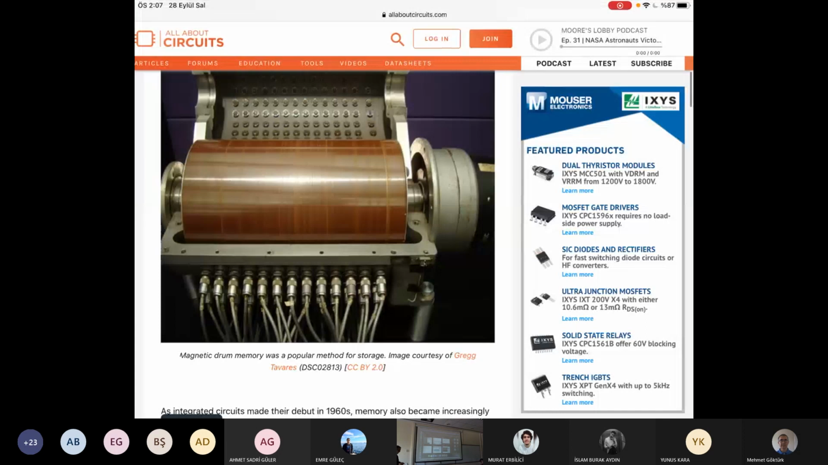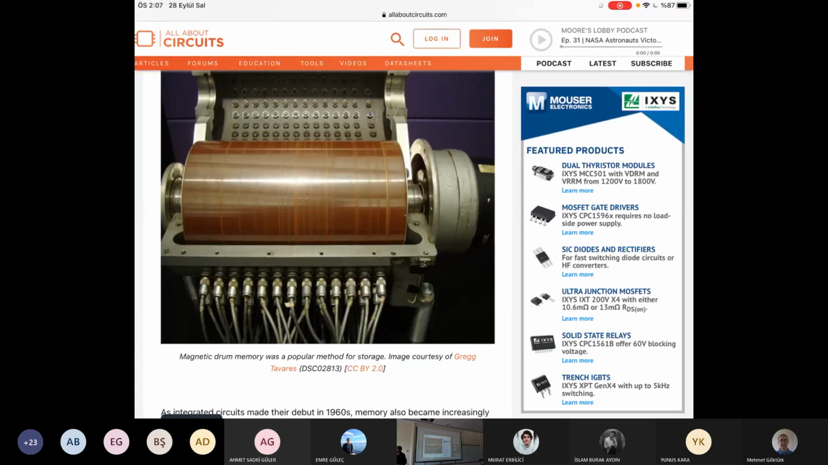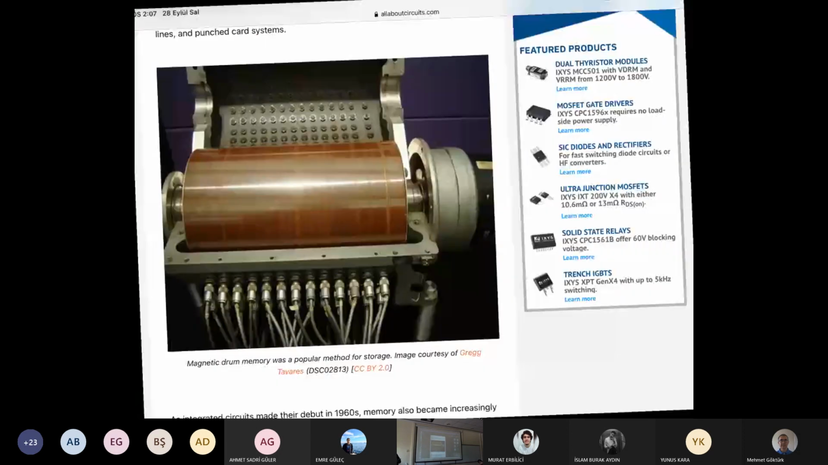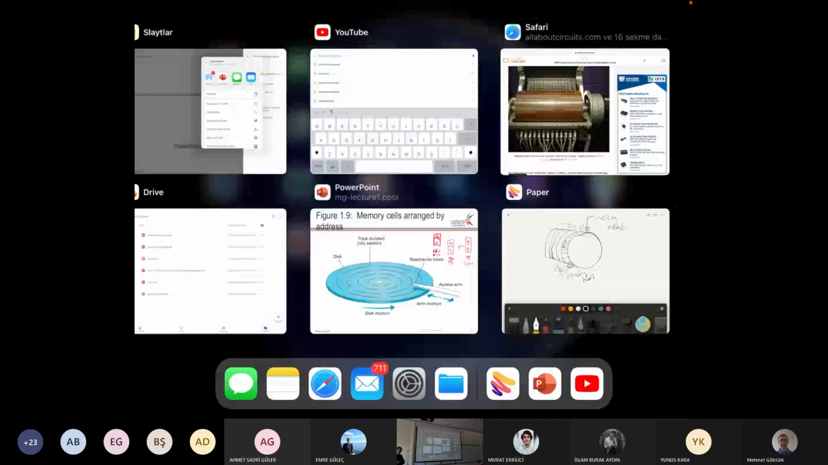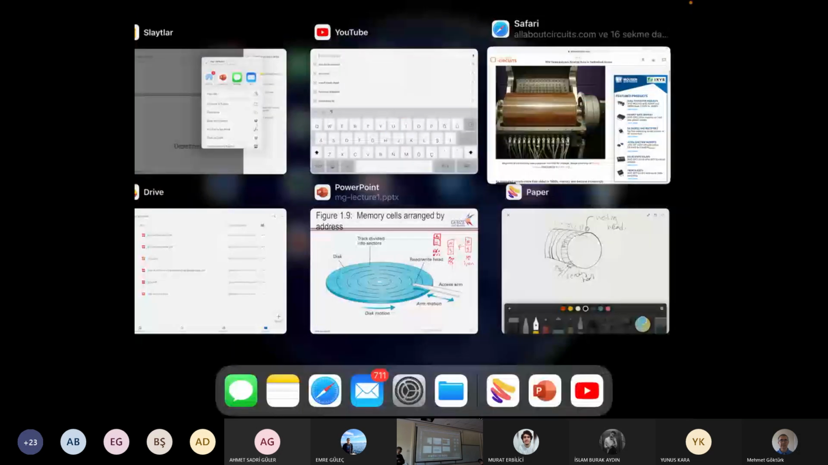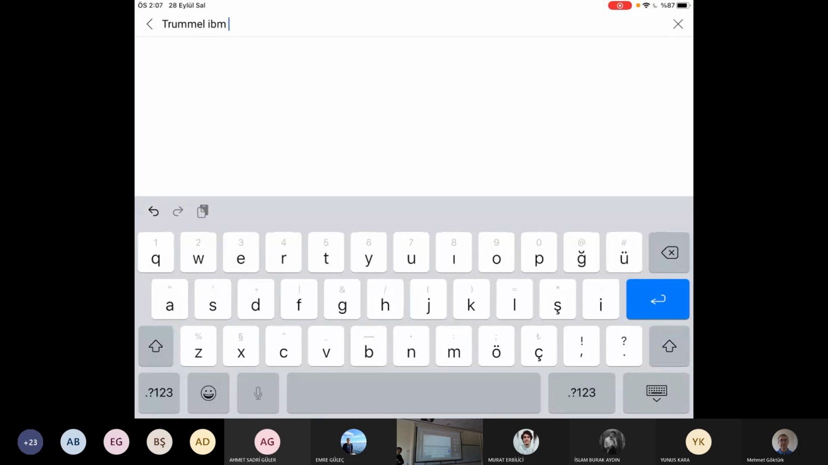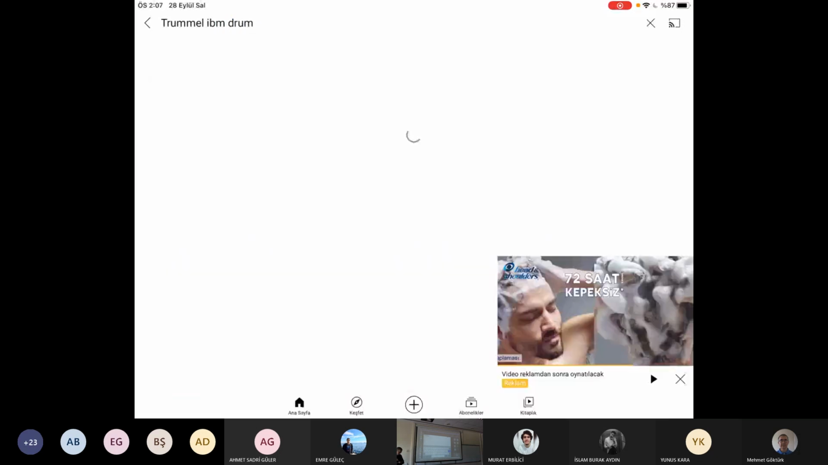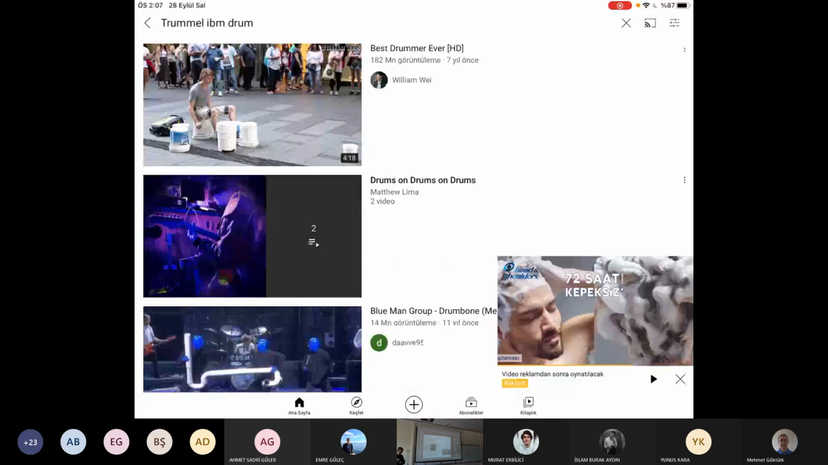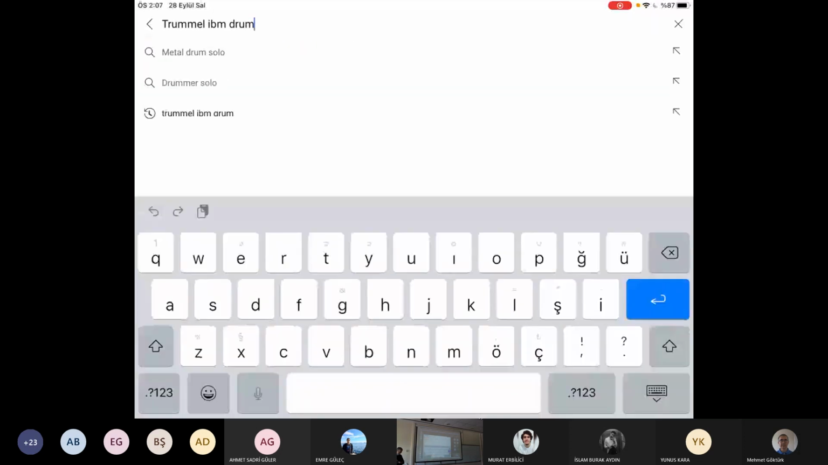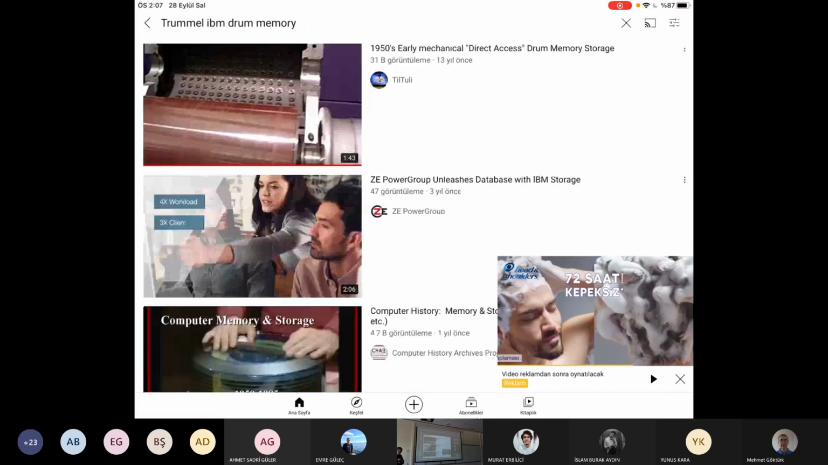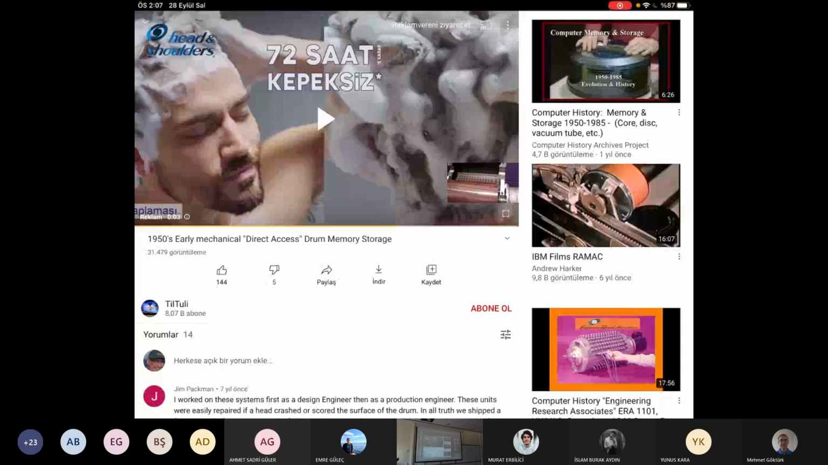So these are the drum machines. I am going to show you. Listen to the sound.